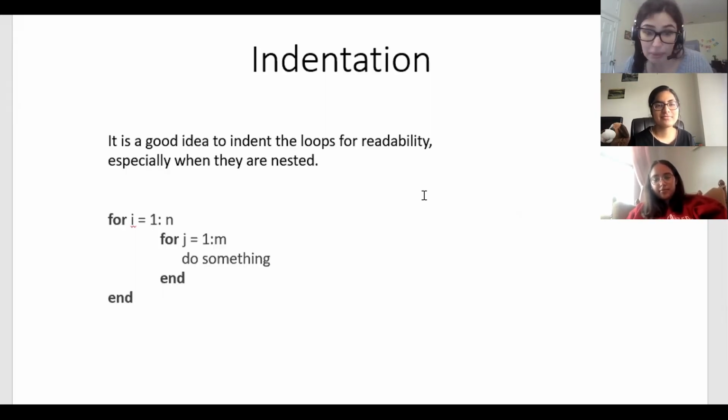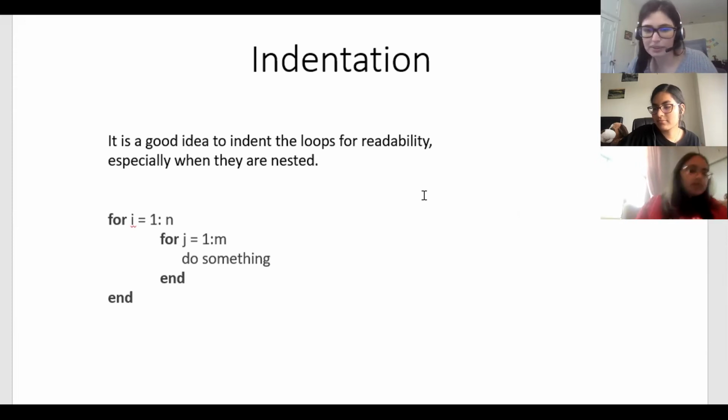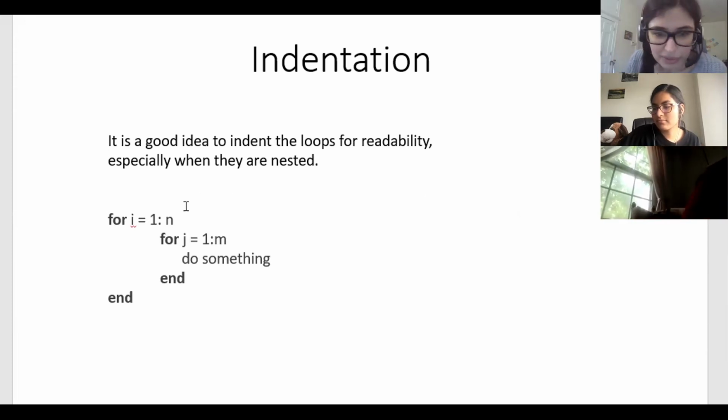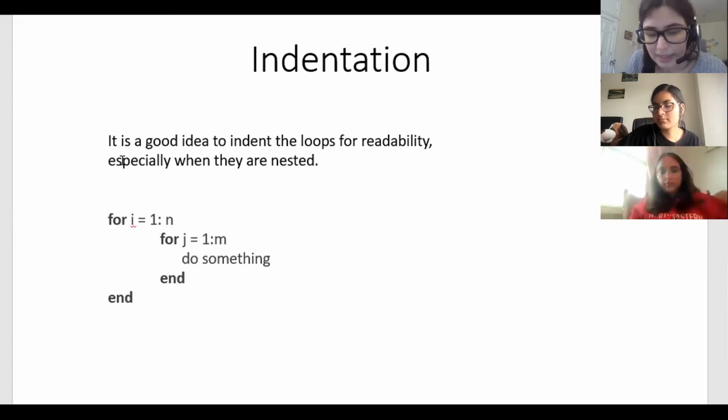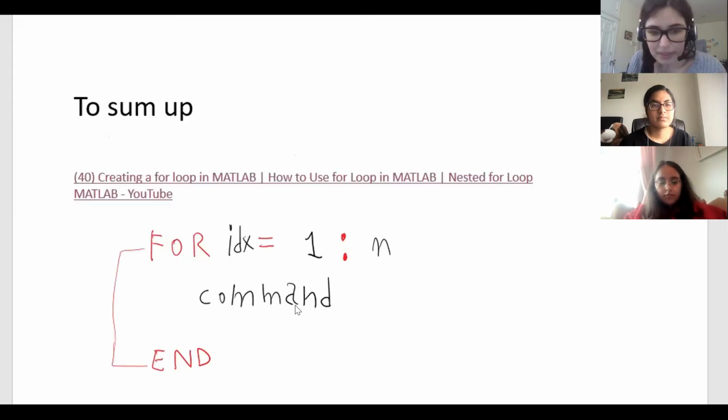Just remember that it's very important to keep a nice indentation, because otherwise it's going to be messy and you're not going to understand which part of the loop is where and all this type of stuff. So in this case, it's like a double loop. So for i from 1 to n, and then for j from 1 to m, do something and end. We're going to see some examples, don't worry. And so that's basically the general logic.